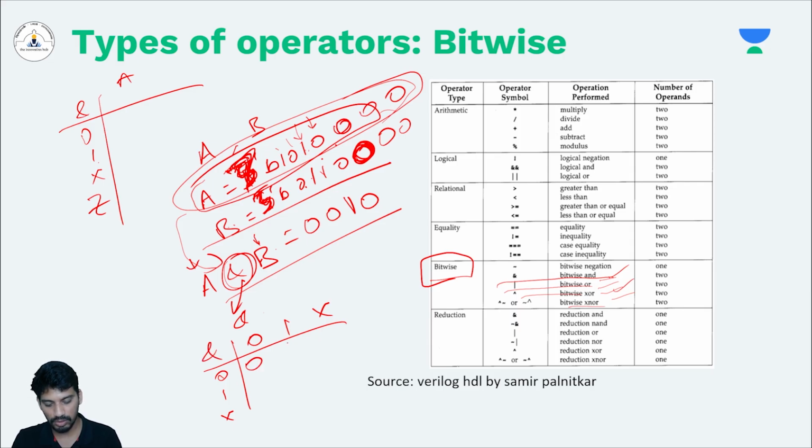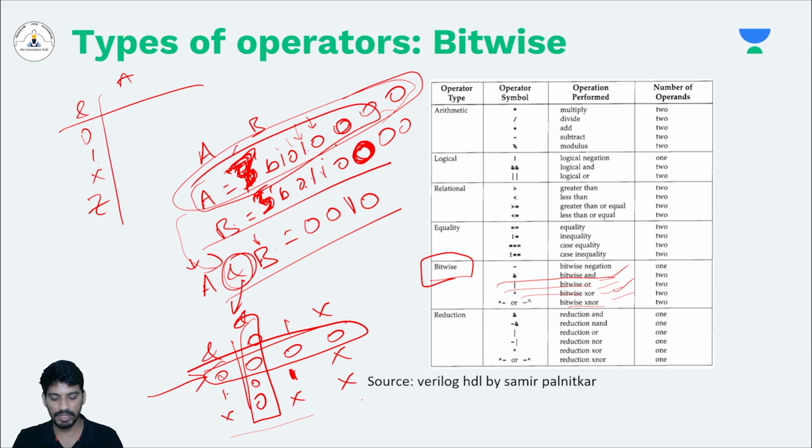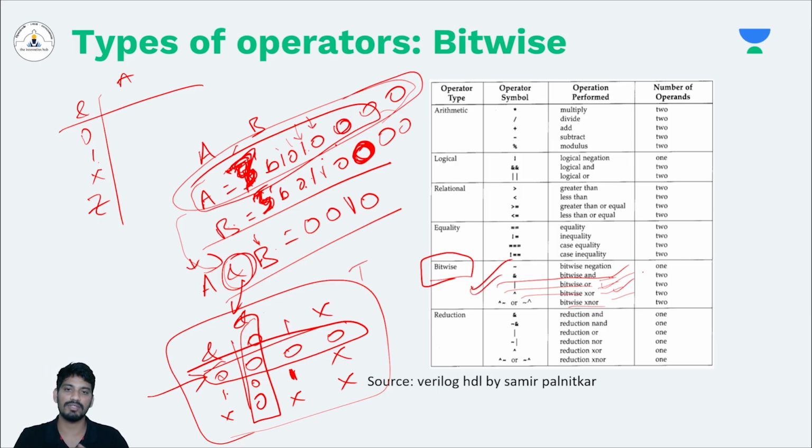0 into 0 is 0, 0 into 1 is 0, and 0 into x is 0. Whenever there is 0, the output is always 0. Similarly, whenever there is 0, then the output is always 0. In this case, 1 into 1 is 1, 1 into x is x, x into 1 is x, and x into x will be x. There is no z in the case of bitwise operators in data flow modeling. Okay. This is the truth table of bitwise AND, and you can draw the truth table of bitwise OR, XOR, and XNOR also.